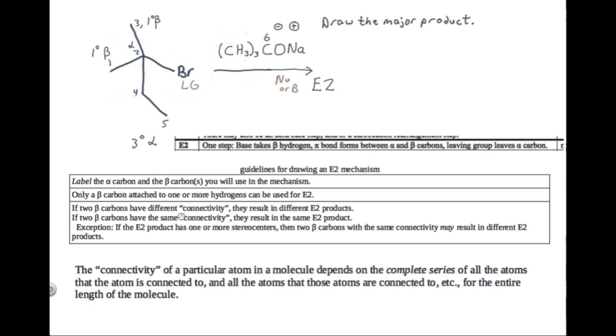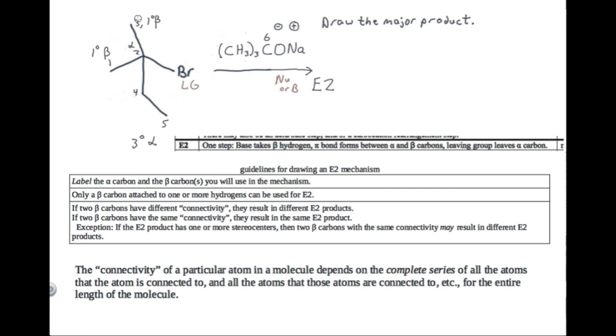Since carbon 1 and carbon 3 have the same connectivity, we know that they're going to result in the same E2 product. There is an exception to that rule when there are stereocenters, but this molecule doesn't have any stereocenters, so that exception is not going to apply. Since the 2 beta carbons have the same connectivity, we can trust that they will result in the same E2 product. That means that we can use either carbon 1 or carbon 3 as our beta carbon, but we shouldn't use both of them because that would give us duplicate, redundant products.